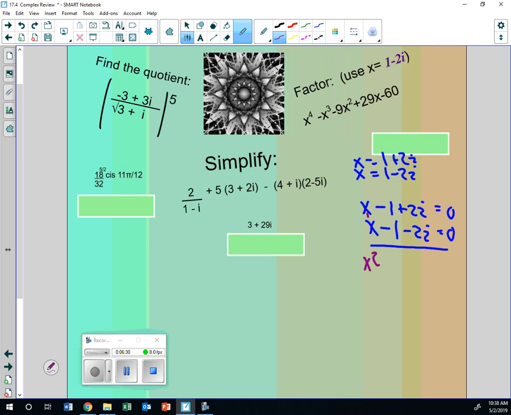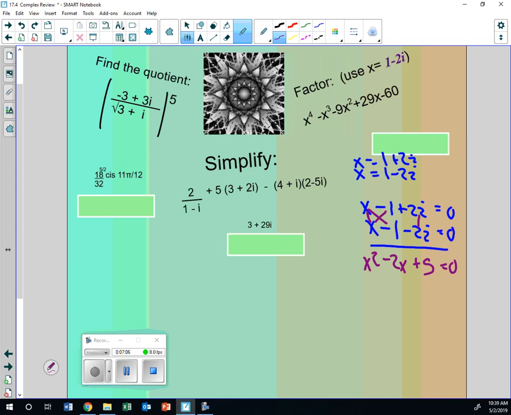x times x is x squared. Negative x times two will be negative 2x. Negative 1 times negative 1 is 1. 2i times negative 2i is just going to be positive 4. 4 plus 1 is 5. Or you can do it that long other way too. But it ends up being this. How to get 5? Negative 2i times 2i is 4, and negative 1 times negative 1 is 1. So you add 1 and 4.